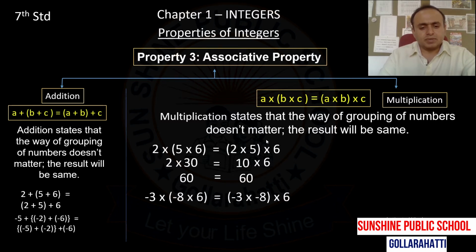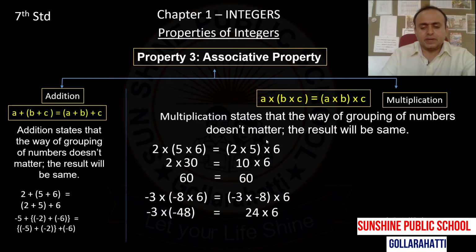So second example, minus 3 into minus 8 into 6 is equal to minus 3 into minus 8 into 6. Minus 3 into ಹಂಗೆ ಇರುತ್ತೆ. So minus 8 into 6 becomes minus 48, is equal to minus 3 into minus 8. So minus 3 into minus 8 becomes 24, that is minus into minus plus, 24 into 6. So minus 3 into minus 48.